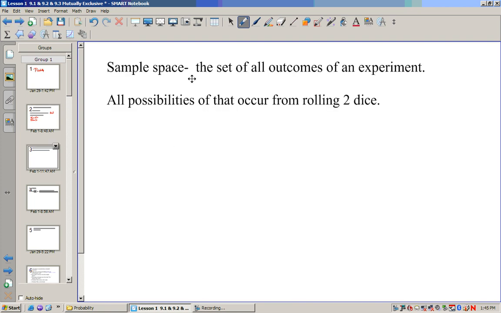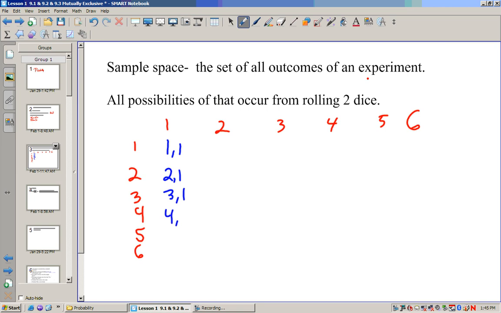A sample space is the set of all outcomes in an experiment. So everything that can possibly happen is in the sample space. So all the possibilities that can occur from rolling 2 dice. Well, on the first die, you can roll 1, 2, 3, 4, 5, and 6. And on the second die, I should say, you can get the same things. So our sample space would be 1,1; 2,1; 3,1; 4,1; 5,1; 6,1. And over here, it'd be 1,2; 1,3; 1,4; 1,5; and 1,6.